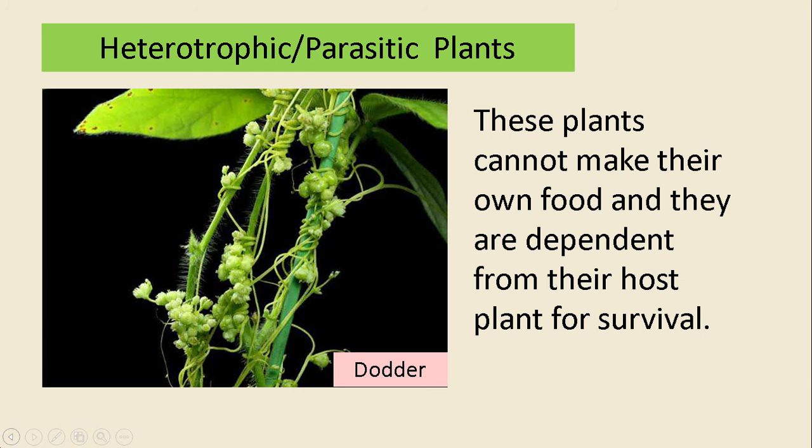Next, we have the heterotrophic or parasitic plants. These plants cannot make their own food and they are dependent on their host plant for survival. So this is opposite from autotrophic plants. Example of this is the dodder. Dodder is a hollow parasite that penetrates the host's vascular tissue. So it cannot make its own food and is dependent on its host.